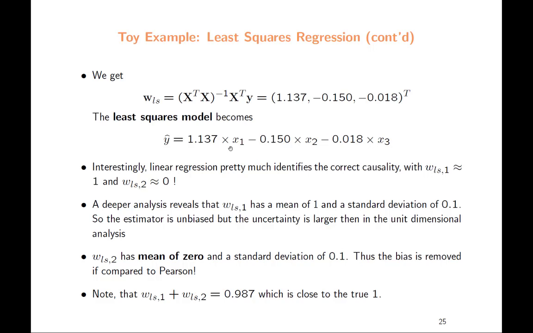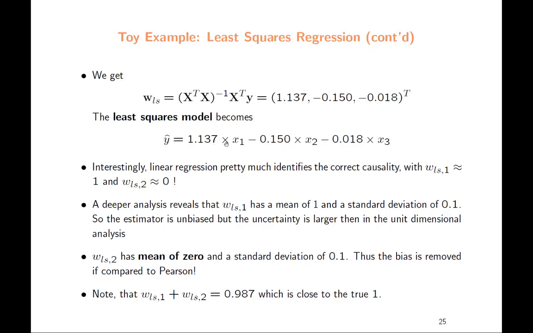So the linear regression pretty much identifies this strong dependency on x1. And deeper analysis shows that on average this is in fact 1, and the error on this one is 0.1. So the estimator is what's called unbiased, but the uncertainty is larger than in the unit dimension analysis. The analysis also shows that the mean is 0 and the standard deviation is 0.1. Thus the bias is removed if compared to Pearson, because in Pearson this would be a mean of 1.